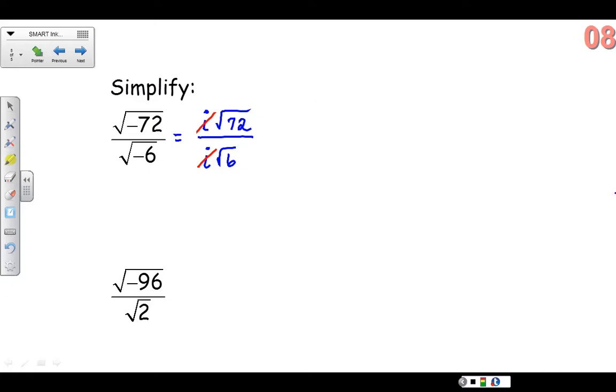So in this problem, I actually have the square root of 72 over 6, which we know we can divide. 72 divided by 6 is 12. So to get my final answer, I need to simplify the square root of 12. We could break that down with this perfect square 4. 4 times 3, which will leave us 2 square root of 3.